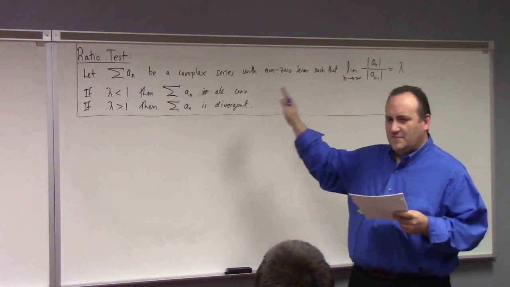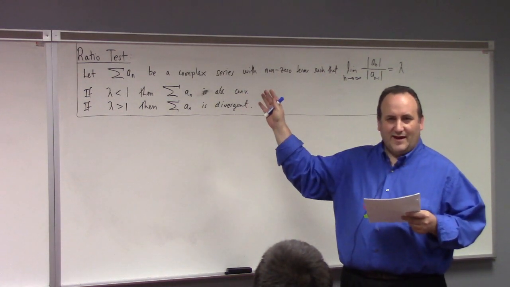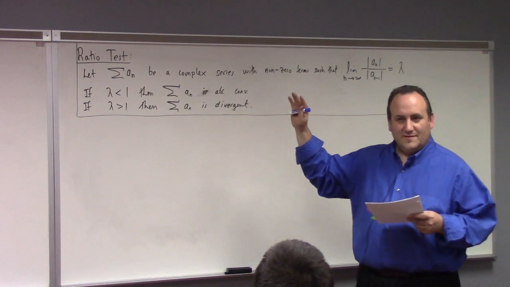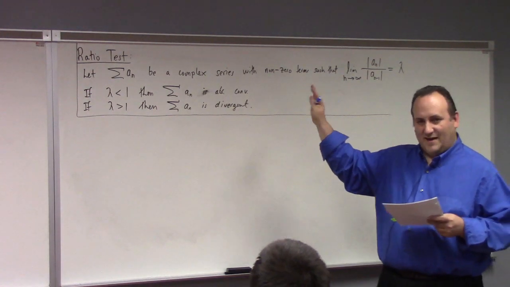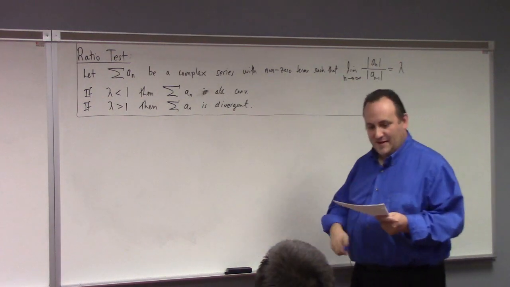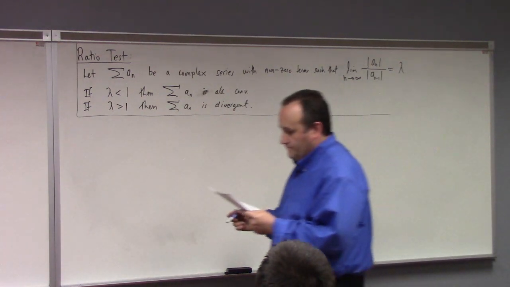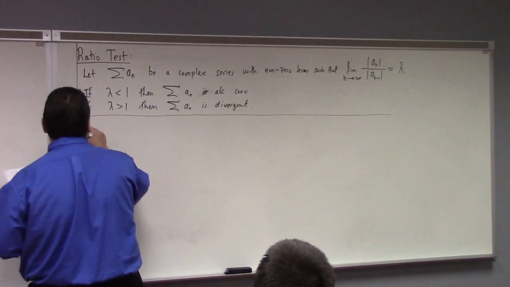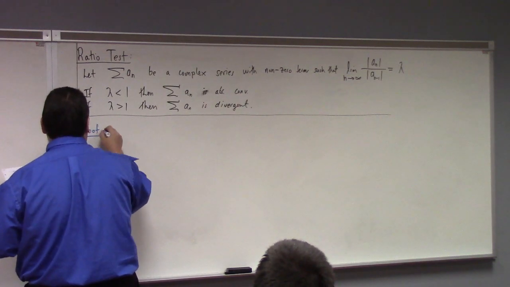They also have a sentence, if lambda equals 1, it can go either way. I feel no need to add that to this theorem. Like, I'm sorry, I don't care. This is where the theorem has something to say, so I'll leave it at that. So the proof is really quite beautiful.